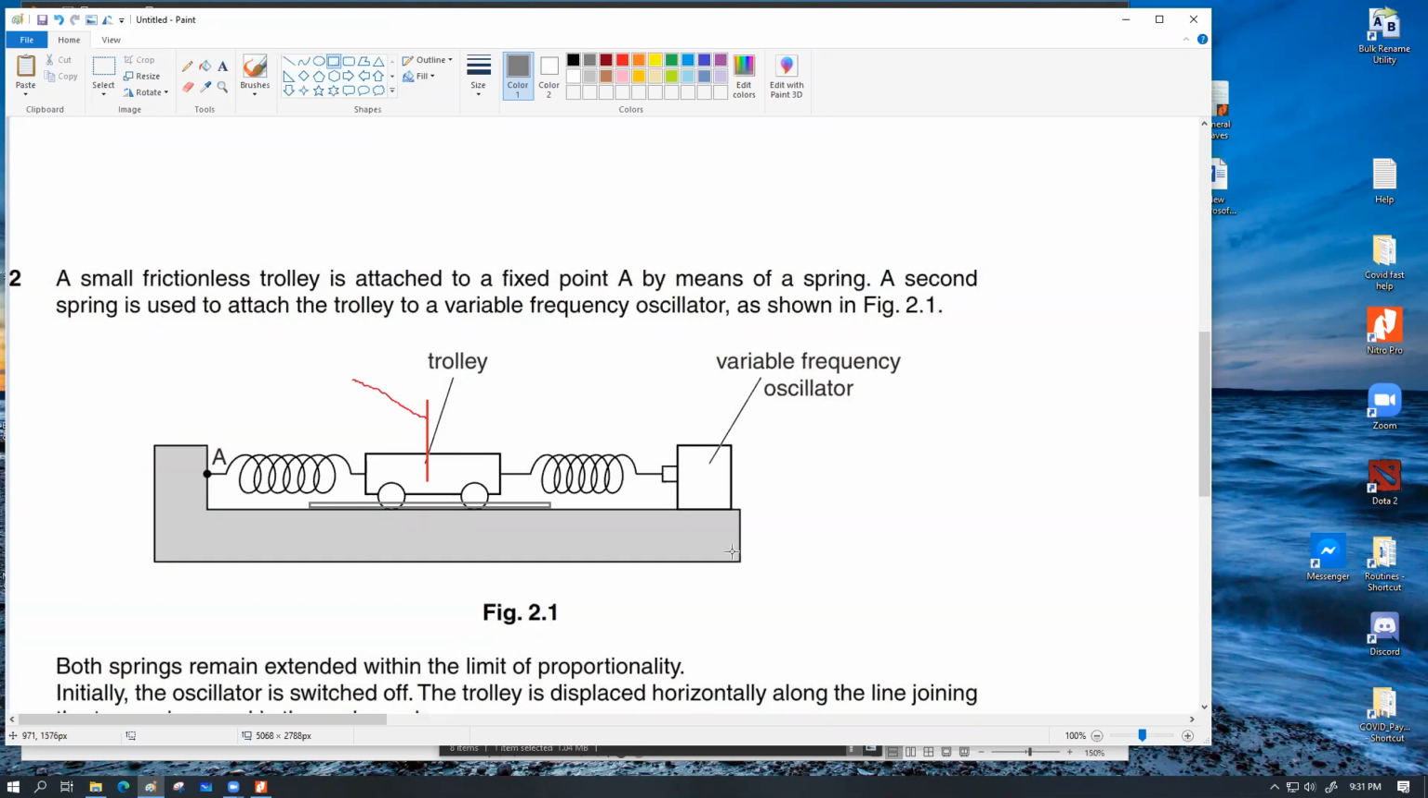Thank you, sir. Yeah, we could attach a sandpaper on the stage below the trolley to increase the frictional force.